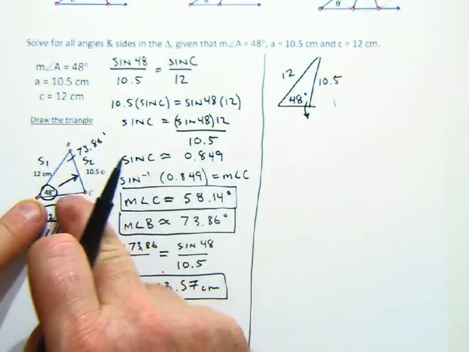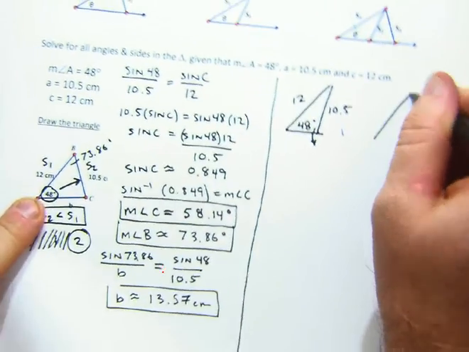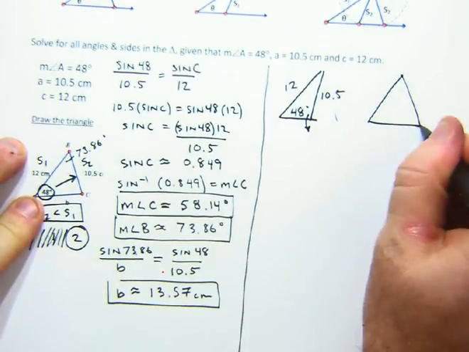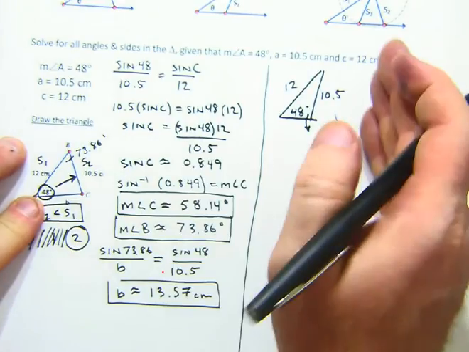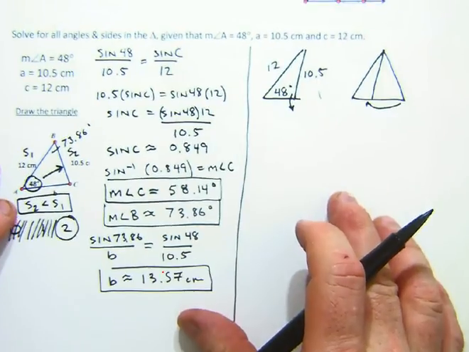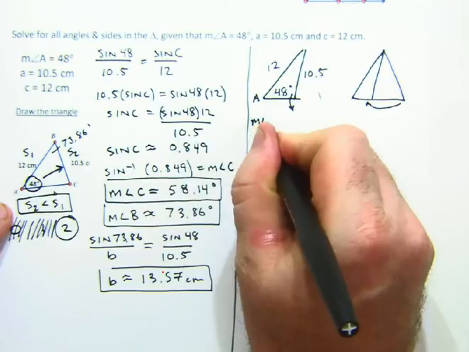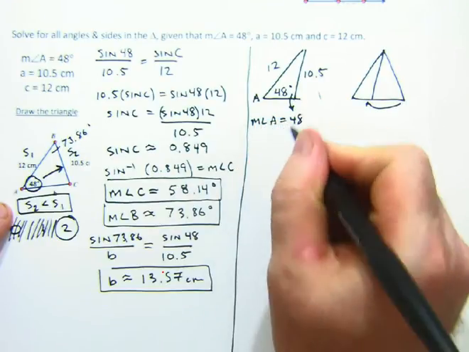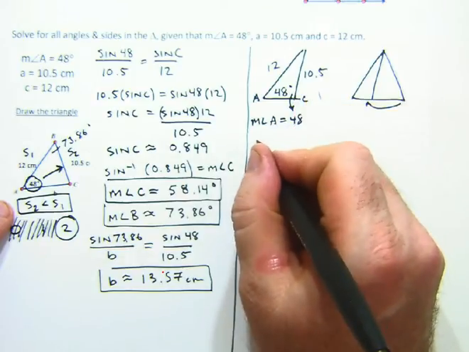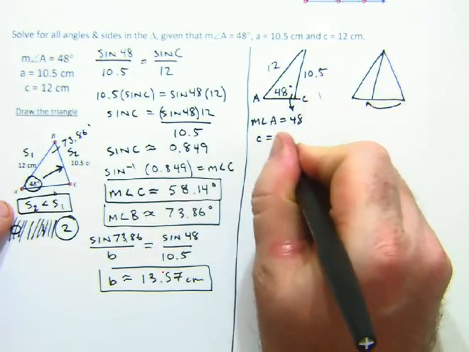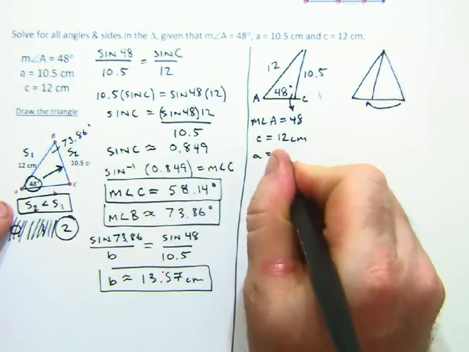And that means this angle here is the one that swung in. Do you see the idea? Maybe let me draw the idea again. So we have one triangle that looks like this, and the second one we might have swung the arm to close it. So we would still have A being 48. Yes, the measure of A is still 48. We do not know angle C yet, but we do know C is 12. We still know that little a is 10.5.